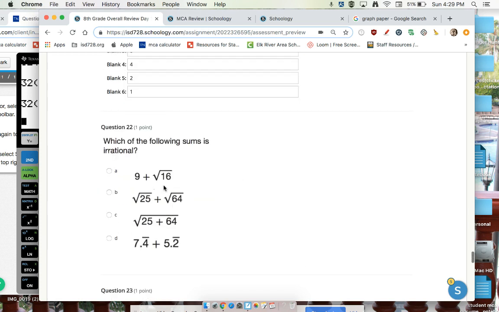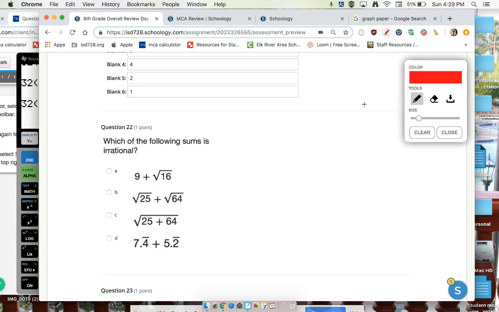Which of the following sums is irrational? Remember, irrational means that your square root is not going to be perfect, or it's pi. Those are the only irrational numbers in the world. So when I do this, which one is not going to be a rational number? Which one will not be perfect? Some of you might think this 0.4 repeating or 0.2 repeating is not rational, but it is, because you can turn a repeating decimal to a fraction, if you remember from 7th grade.